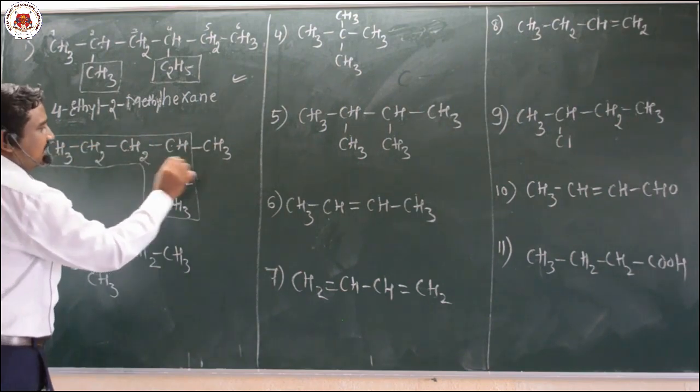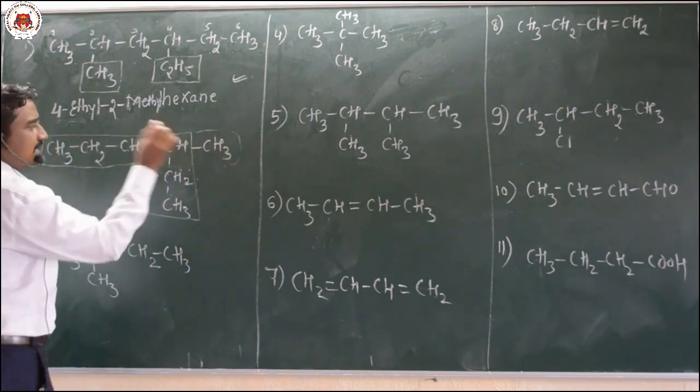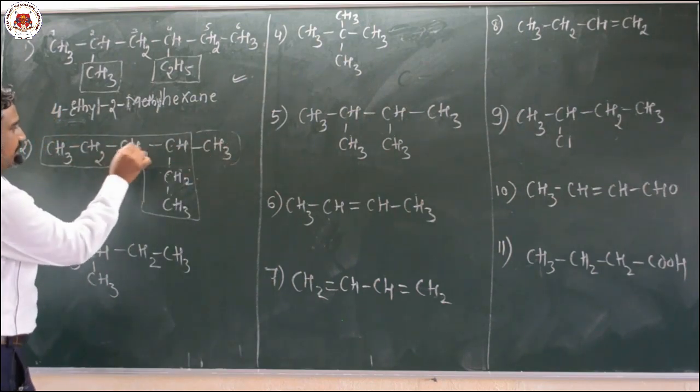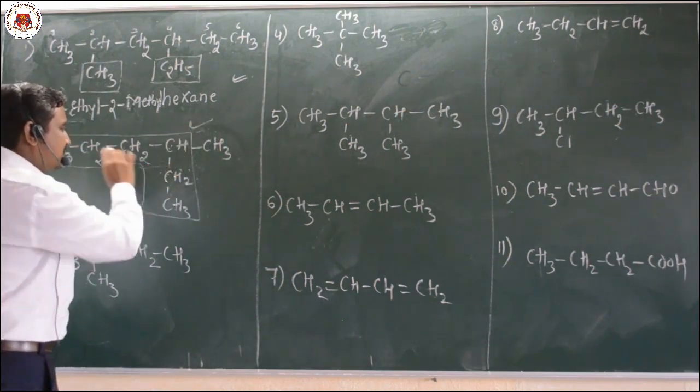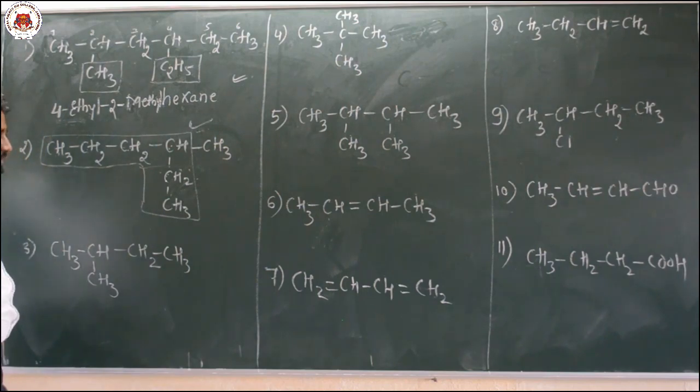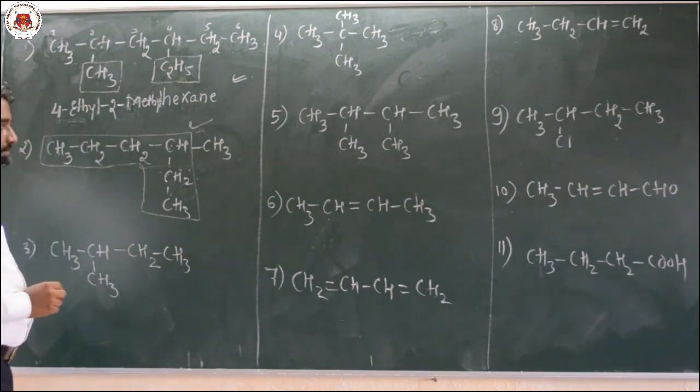So if you are selecting this longest chain, what happened? 1, 2, 3, 4, 5. Now here 1, 2, 3, 4, 5, 6. Hence the selection of the longest chain is the correct way. Now you have to write the number. You have to put the number.